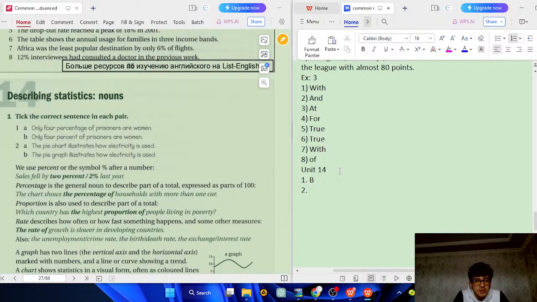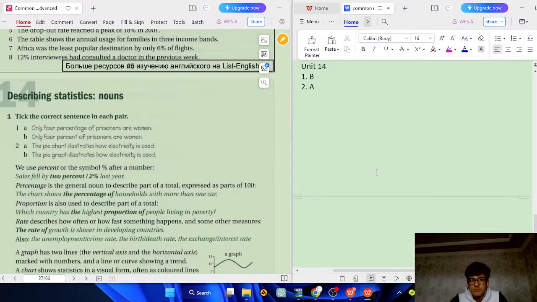Pie chart illustrates how electricity is used. It's the same thing. Oh, the pie chart, pie graph. Not pie chart? It's a pie chart. Why am I pronouncing this like that? I don't know. There's something wrong with my tongue.